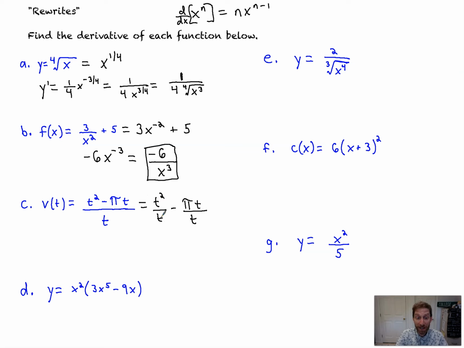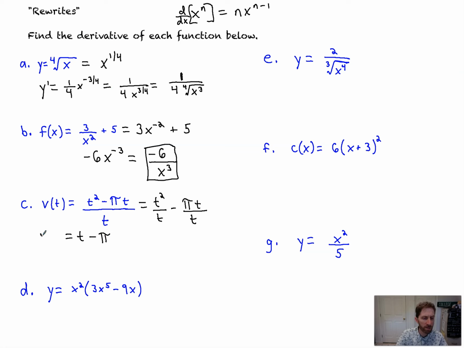t squared over t is t, right? We subtract exponents. 2 and an exponent of 1. 2 minus 1 is 1. So that equals out to t minus, the t's here will divide out, pi. Now, it's very important to recognize that you're not done. A lot of students, in my experience, will look at rewrites and say, oh, I'm done. I've rewritten it. Our goal is not to rewrite it. Our goal is to take the derivative. We've rewritten it so that we can take a derivative.